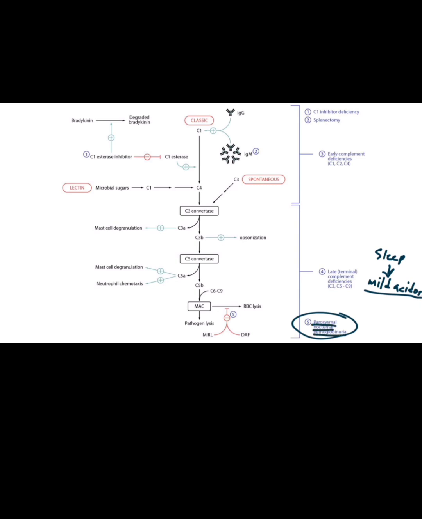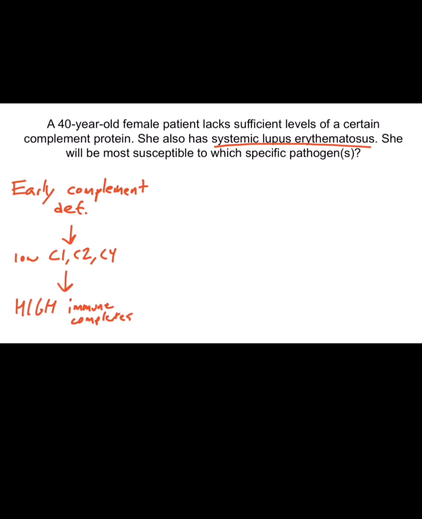Now that we've covered the complement system, let's do a question to apply what you've learned. A 40-year-old female patient lacks sufficient levels of a certain complement protein. She also has systemic lupus erythematosus, or lupus. She will be most susceptible to which specific pathogen or pathogens? Hopefully you noticed the main clue telling us the disease. She has lupus. Which complement-related pathology results in lupus? That would be the early complement deficiencies. And that's because in early complement deficiency, the patients lack sufficient levels of C1, C2, and/or C4. And these are normally required to adequately clear immune complexes. So these patients have inappropriately high levels of immune complexes just floating around in their blood. And that's why the patients get lupus.